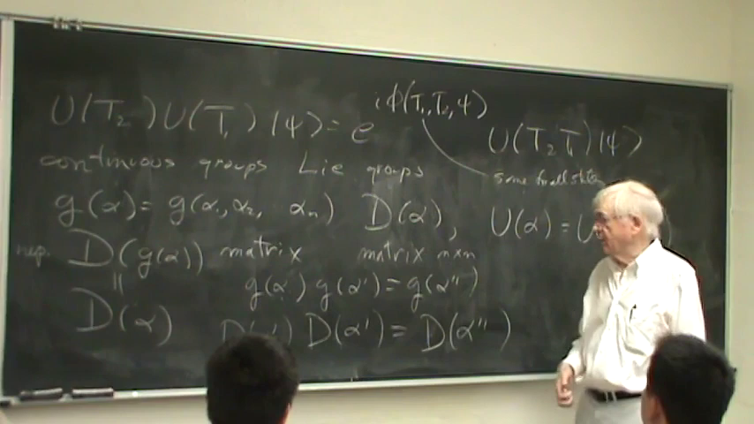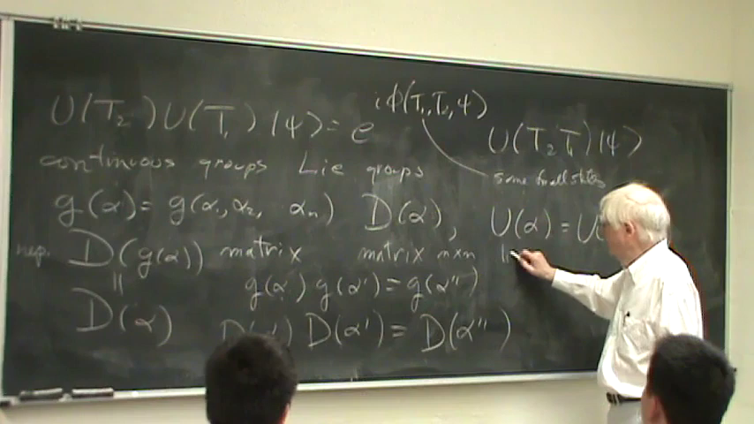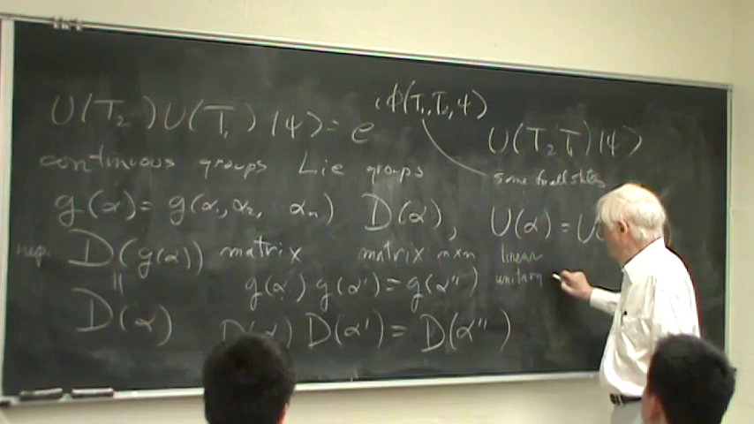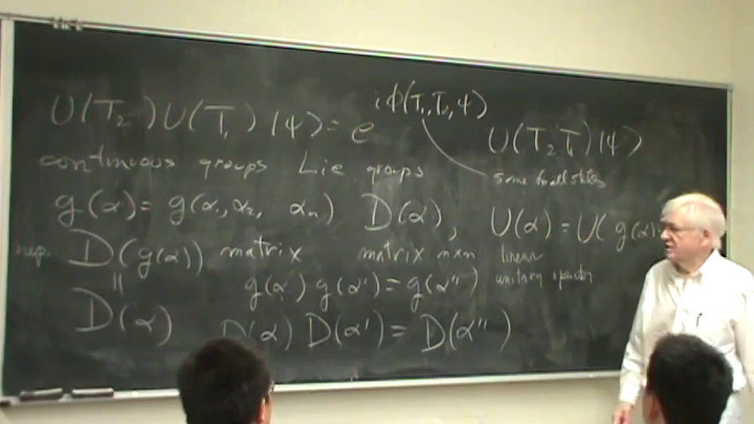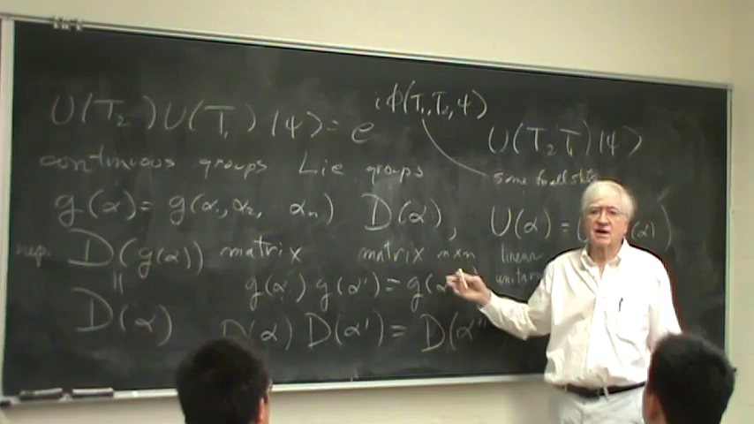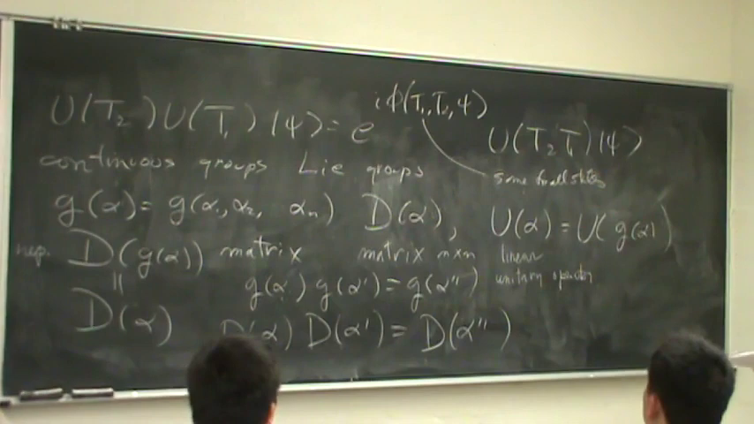This, on the other hand, is a linear unitary operator. If you want to represent this as a matrix, it often is an infinite-dimensional matrix, whereas these are typically 1 by 1, 2 by 2, 3 by 3, or n by n. They're finite square matrices. These are square, but often infinite.